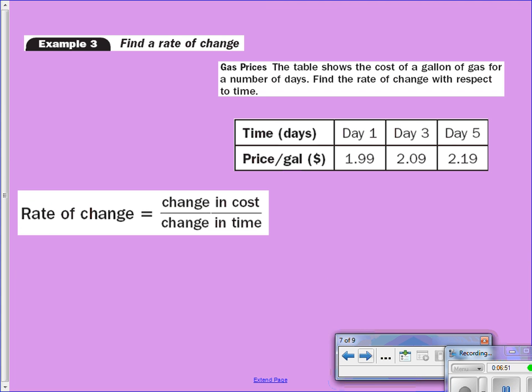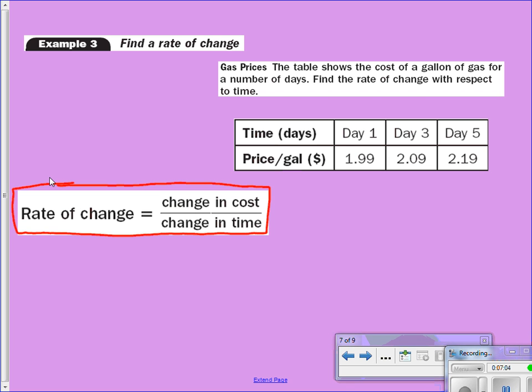Rate of change is exactly like slope, where you need the change in y over the change in x, but now we have values and meaning behind them. So they want our rate of change to be comparing the change of cost to the change in time, because time is our x, cost is our y, and you can pick any 2 points. We can pick these 2 points if we want.